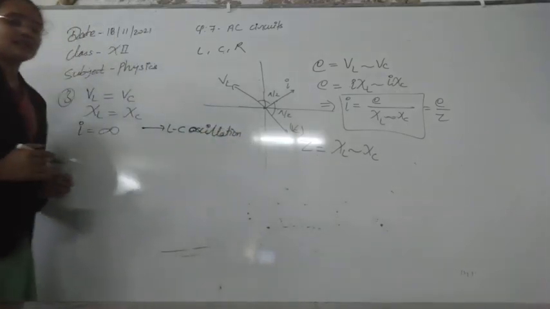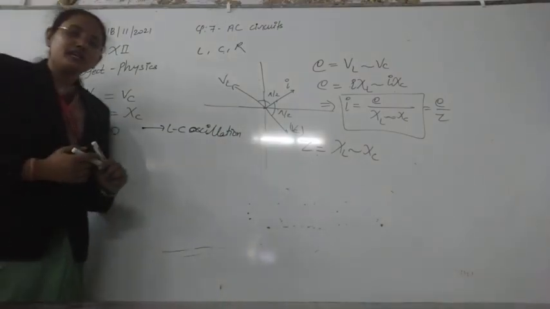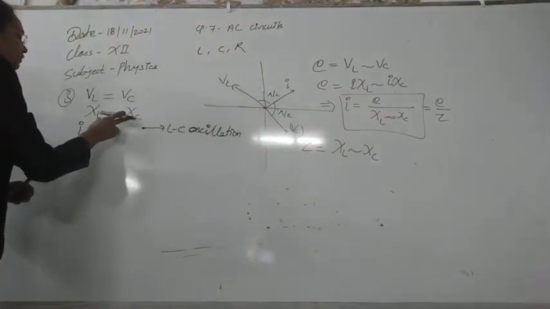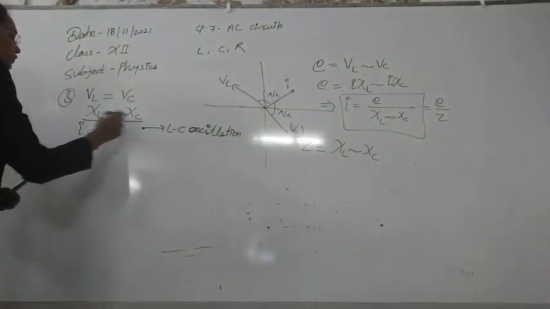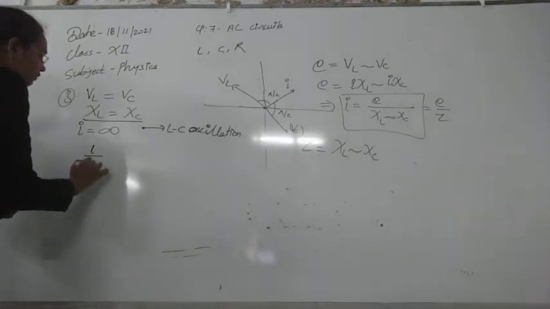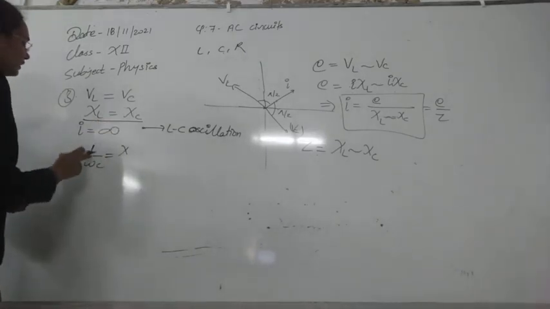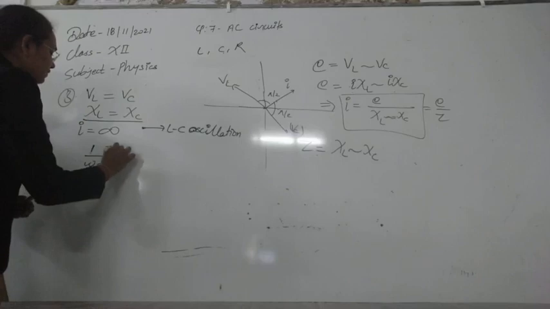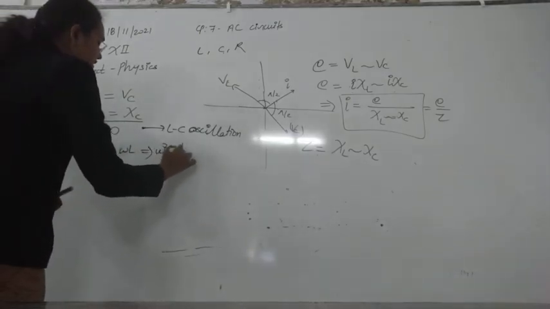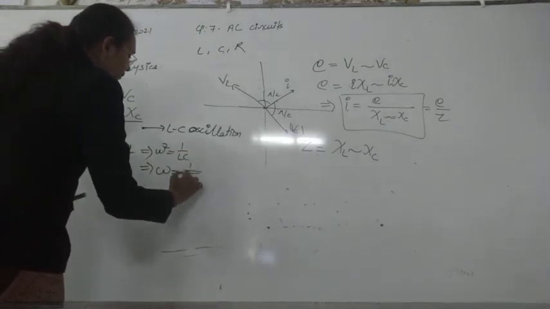If the oscillation is occurring, then obviously the circuit will oscillate with some frequency. We can calculate that frequency by using this concept. Chi L has value omega L and chi C has value 1 upon omega C, and they are equal. If we solve for omega, omega squared is equal to 1 upon LC, so omega is obtained as 1 upon root LC.